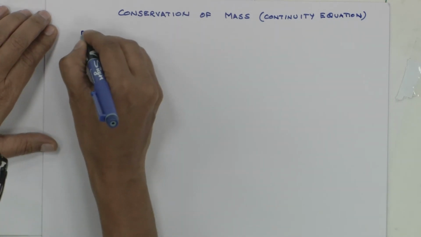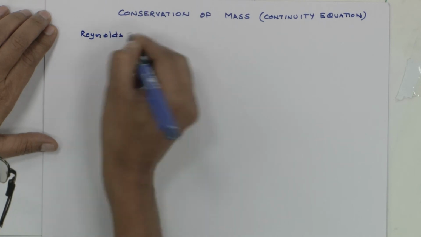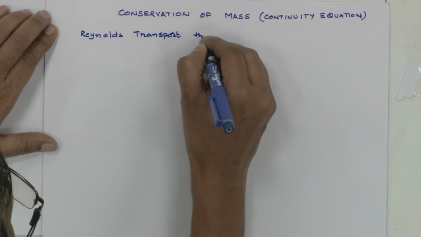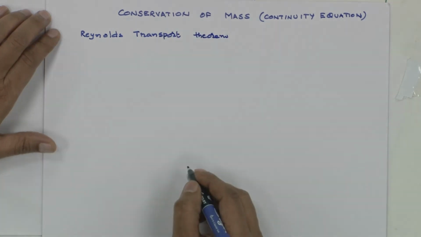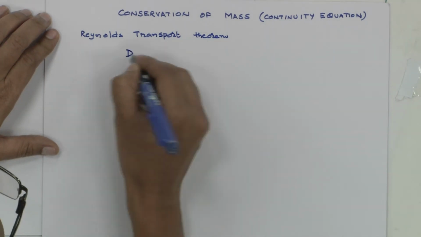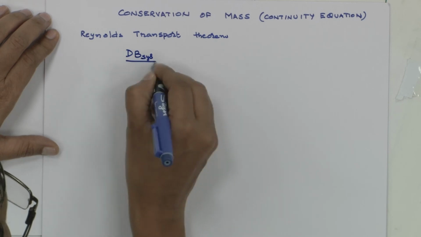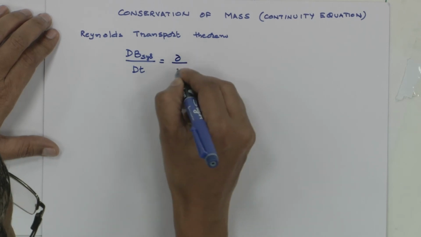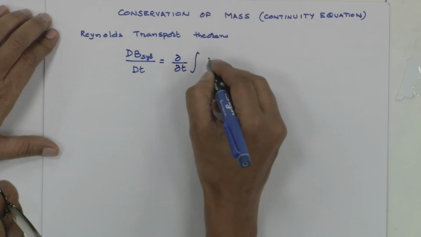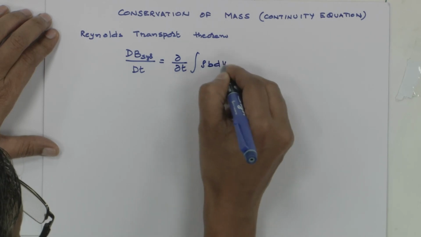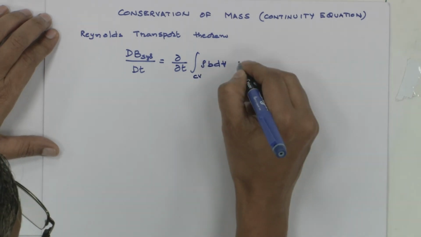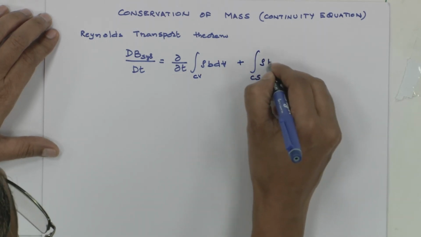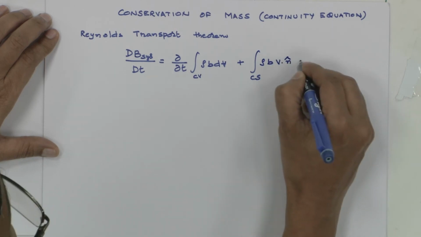So, what is Reynolds transport theorem? We have been taught this in the previous modules. I will just state the equation which we are going to use. That is dB system divided by dt, please note that this is a total derivative, is equal to del by del t of the integral over CV of rho b dV, plus the integral over CS of rho b v dot n dA.